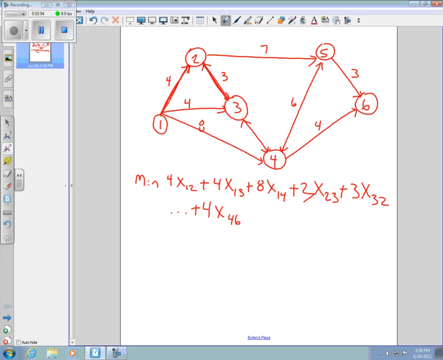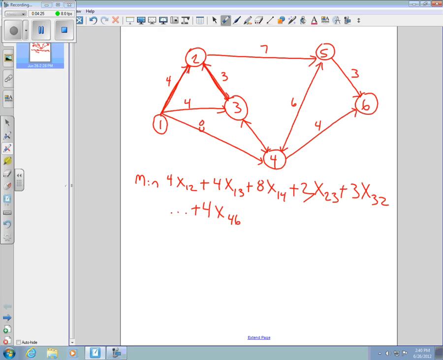Now, the shortest route says, hey, we want to minimize the distance we travel. Now what we have to do is impose through constraints this goal of leaving origin 1 and arriving at destination node 6. So if you think about it, if I want to go anywhere, I've got a couple of goals in mind. Number 1, I've got to leave. Number 2, I've got to arrive.